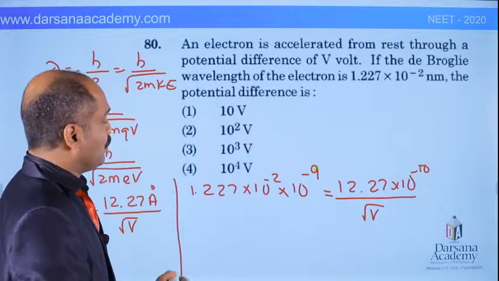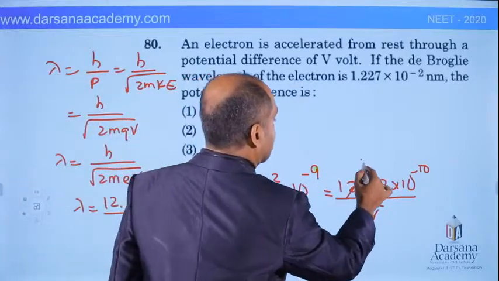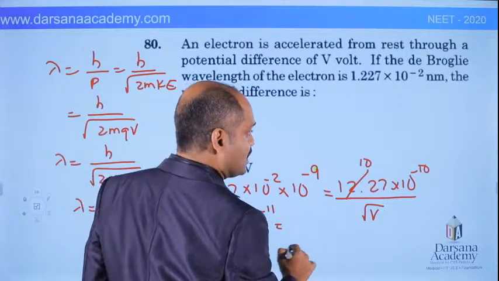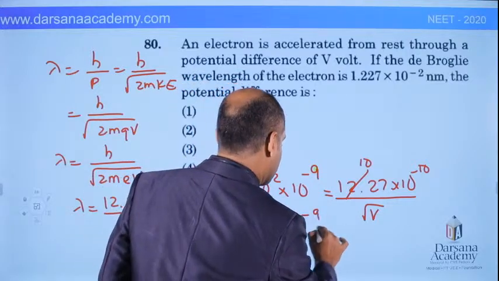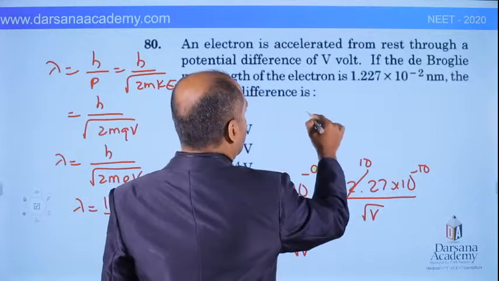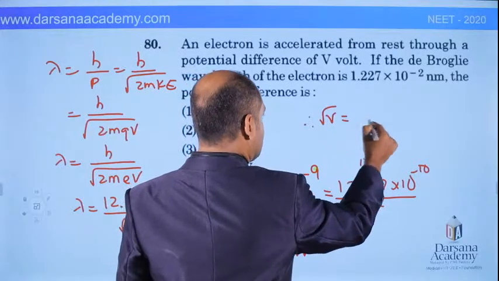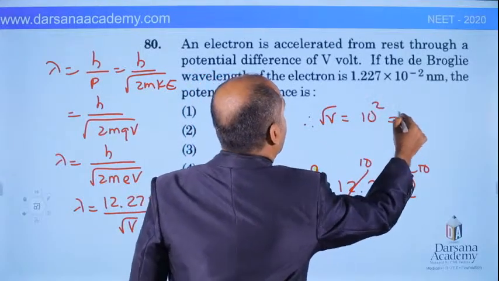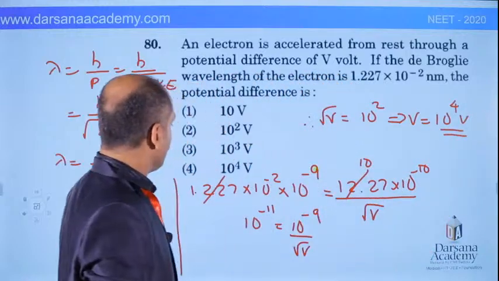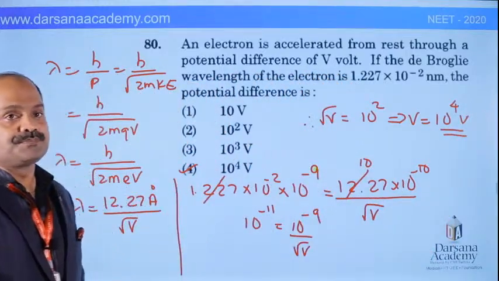So 1.227 becomes 12.27, which is 10 times. Here on the left hand side it will be 10 raised to minus 11, and on the right hand side it will be 10 raised to minus 9 divided by root V. Therefore root V equals 10 squared, and V equals 10 raised to 4 volt. So option number 4 is your answer.